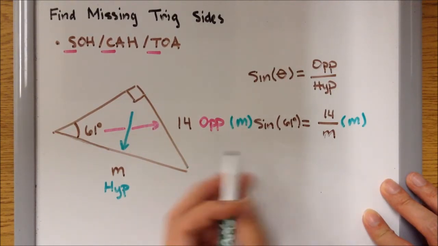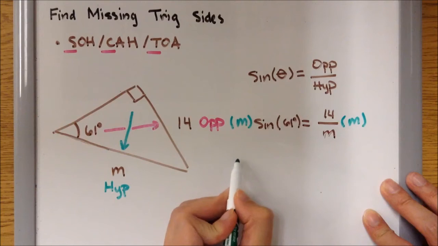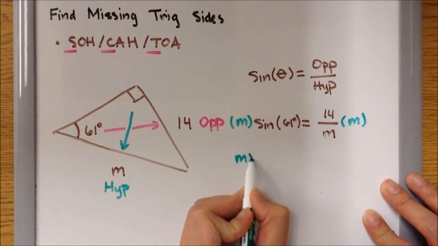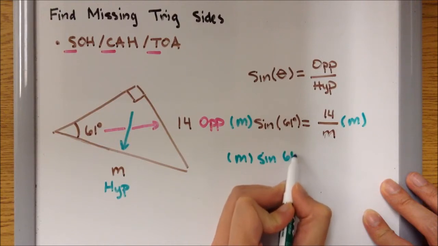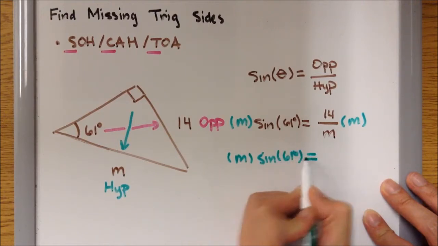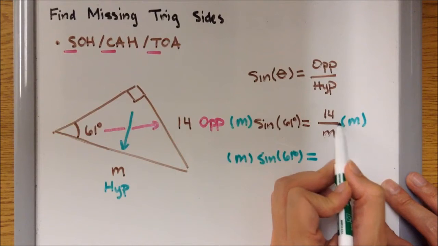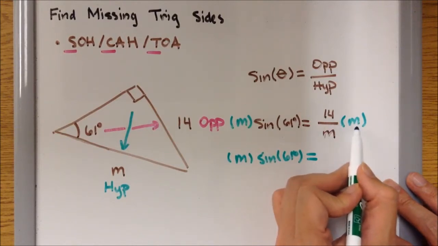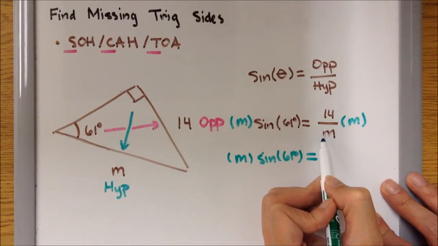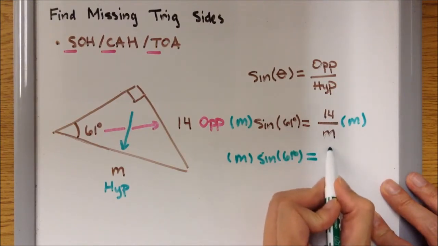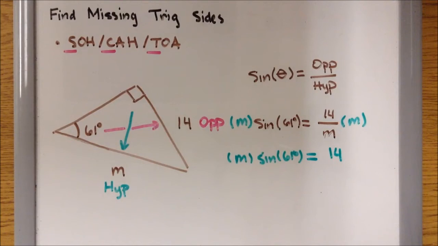So when I do that, on the left side it's going to be M sine of 61 degrees equals, and on the right side, when you have a fraction times a whole number, M divided by M will become 1. 1 times 14 will be 14. Alright, I'm almost done. Again, I want to get M by itself.